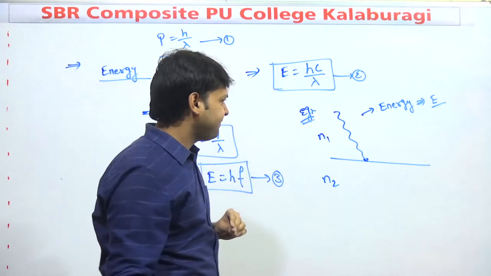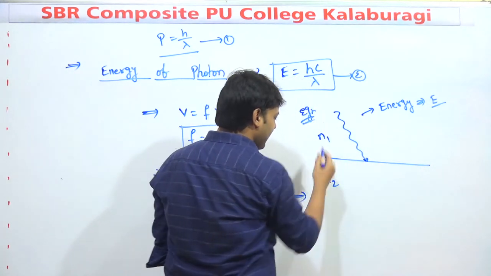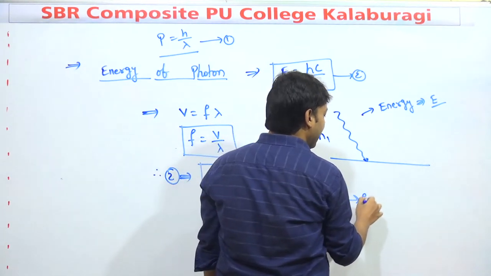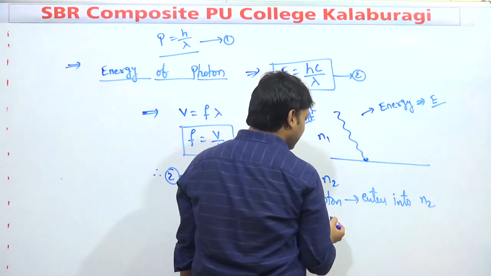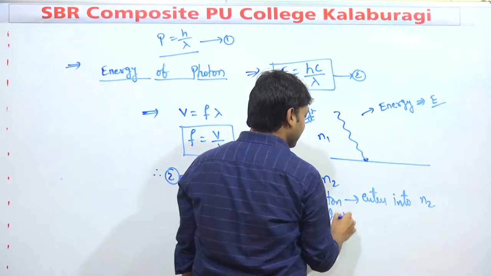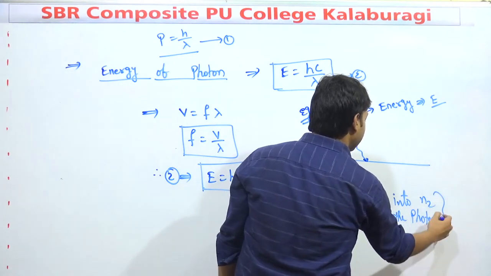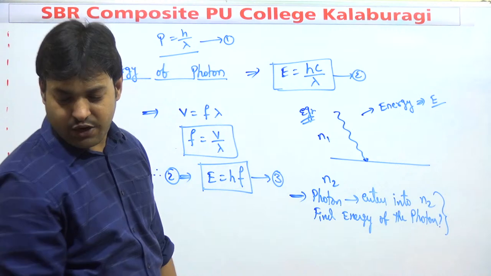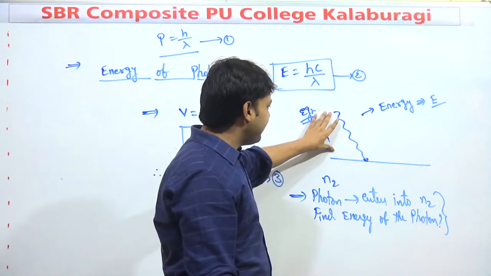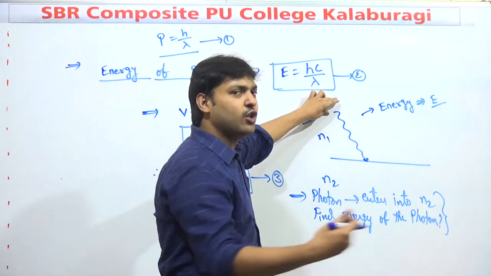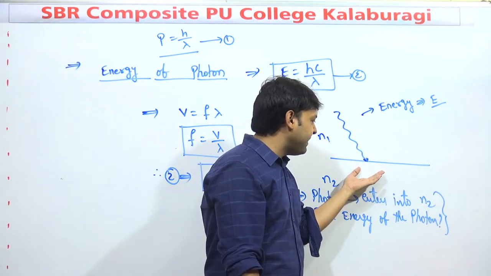Now my question is, write the question: if the photon enters into N2, what will be the energy of the photon? Find the energy of the photon. So tell me, what is the energy of the photon? Clear about the question? So two mediums I can set. In one medium, I have a source here, with that I produced a photon and it strikes the surface and goes to the other medium. So what will be the energy in the other medium for that photon?